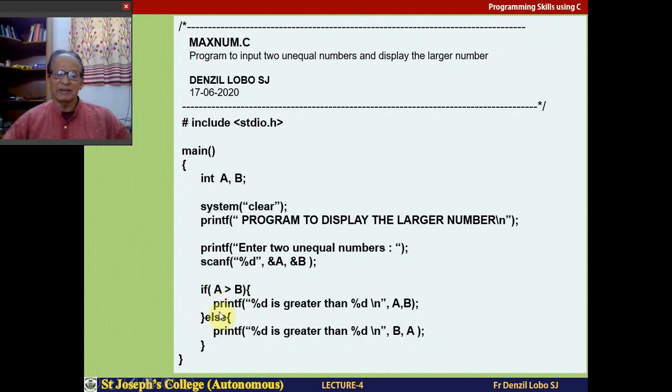So please remember that. This way it becomes very readable. So this instruction is very important. And curly bracket here, else curly bracket here, and curly bracket here. Follow this instructions.